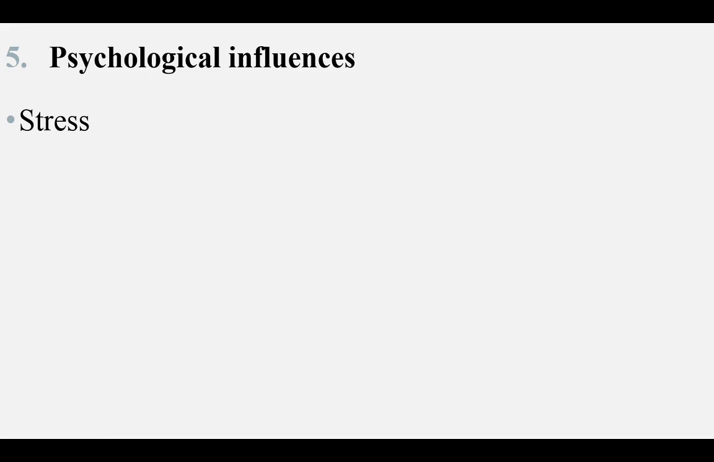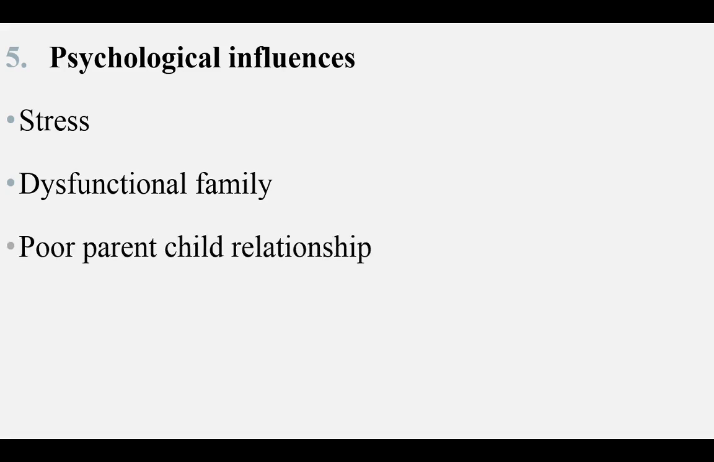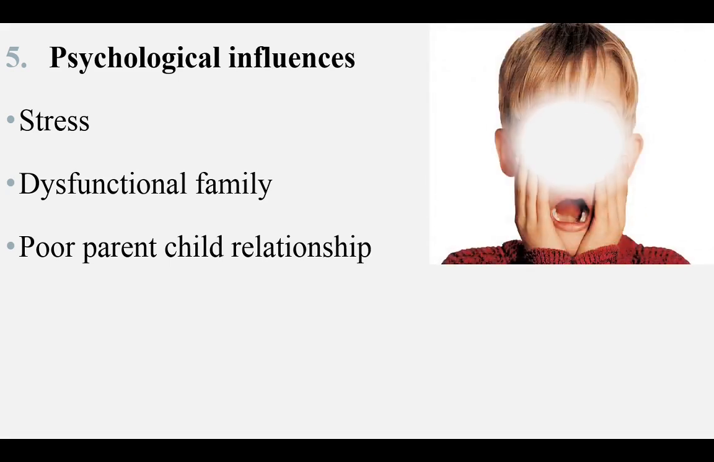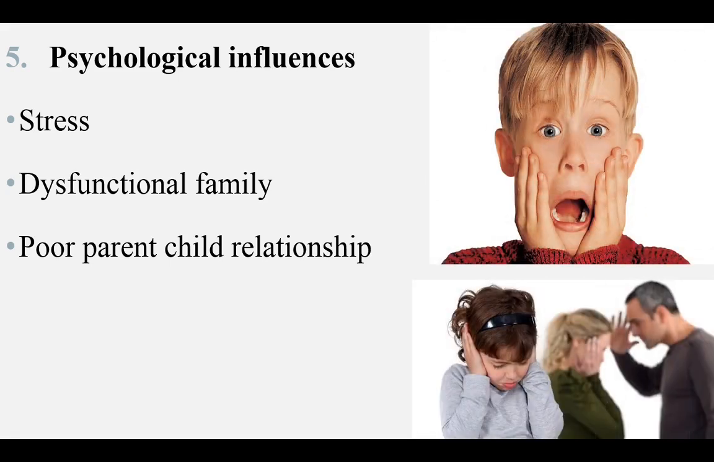As I've told you, the main psychological influence is stress. Right. Another one is the dysfunctional family. Another one, poor parent-child relationship. Okay. So these are the psychological influences. This explains why overcrowding, low socioeconomic classes, and those who have a poor bonding or a poor parent-child relationship do influence the features of schizophrenia.